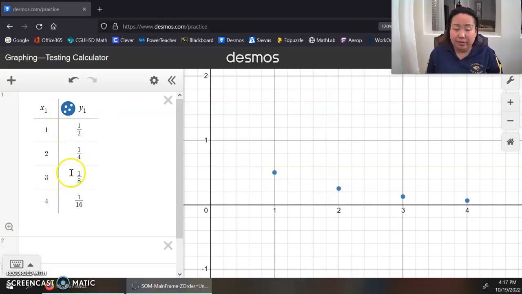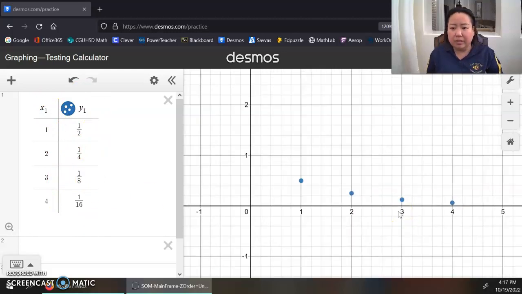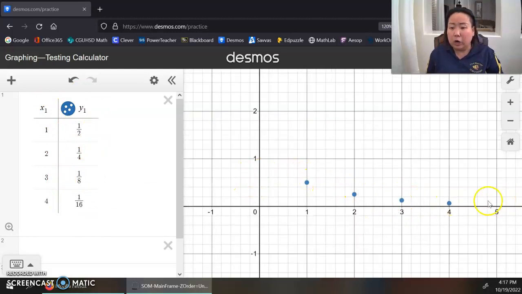So once you have entered the data set, your input and your output, and you take a look at your graph, you can see that those points are curving. They are not aligned perfectly to each other, and so this is a non-linear function.